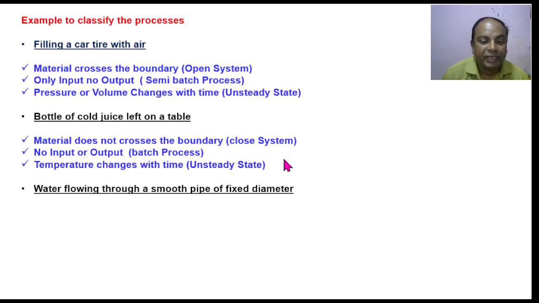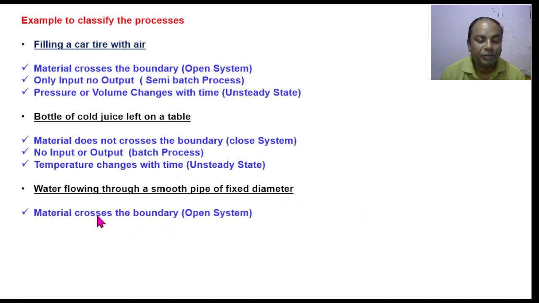Next example: water flowing through a smooth pipe of fixed diameter. Here there is a continuous input of material as well as a continuous output of material. That is, the water flows through the pipe, and similarly it leaves the pipe. Therefore it is an open system. There is no bar for material to cross the system boundary.